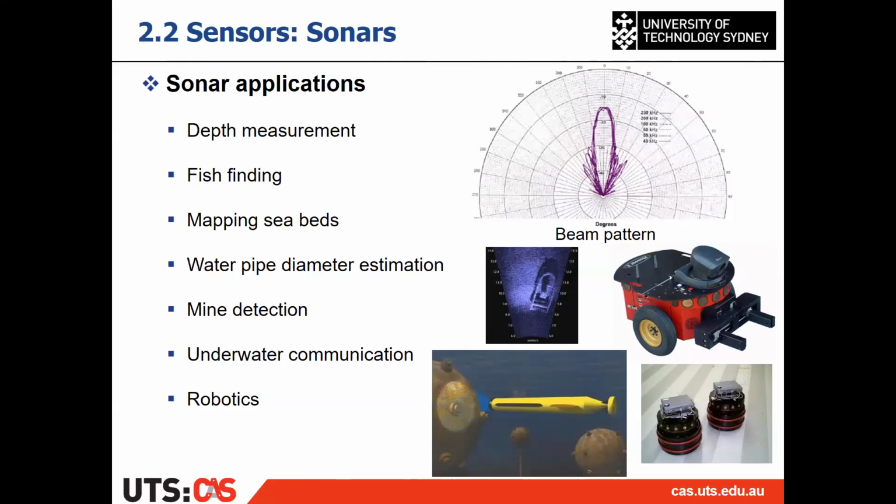And also, as I showed on the right of the two pictures, for the mobile robots, we also use sonar to do localization. We tried that. It's not as good as using lasers, but if lasers are not available, then we can use an array of sonars to localize the robot. And this is one of our PhD's work about that. Right, so that's the sonars.